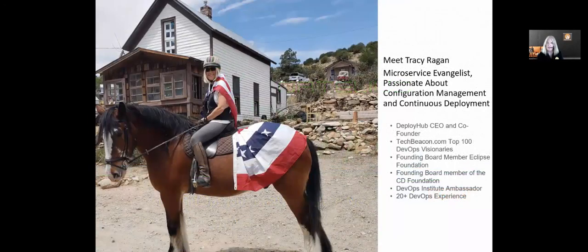My name is Tracy Reagan. I am somewhat of a microservice evangelist. I'm super passionate about configuration management and continuous deployment, which is why I have interest in GitOps. I am the CEO and co-founder of DeployHub. I was listed as a tech beacon last year in DevOps Visionaries. I'm a founding board member of the Eclipse organization back in the day, and I'm also a board member of the CD Foundation. I'm also a DevOps Institute ambassador, and I have been doing what we call DevOps now for my entire professional career.